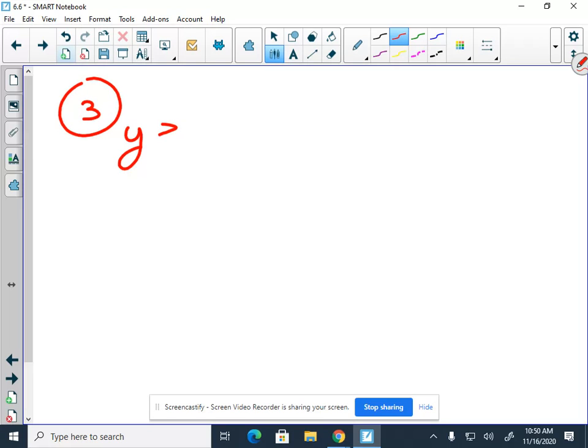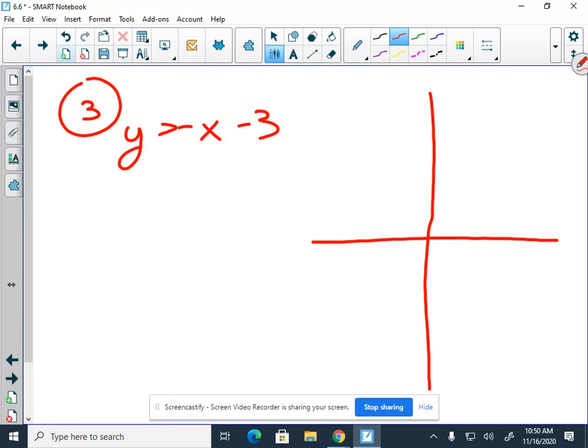Y is greater than negative x minus 3. So we'll start by graphing that one. Remember that negative x would be negative 1 over 1. So we start first with b. On your graph, and you have a graph on the worksheet, you're going to go down 3, put a dot. From there, you're going to go down 1, right 1. Continue to go down 1, right 1.